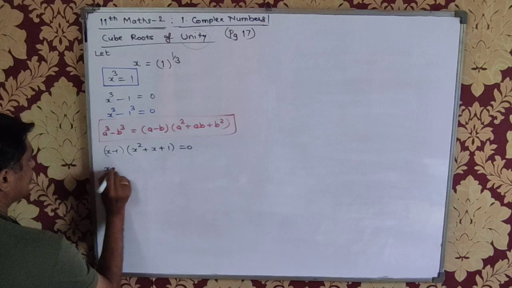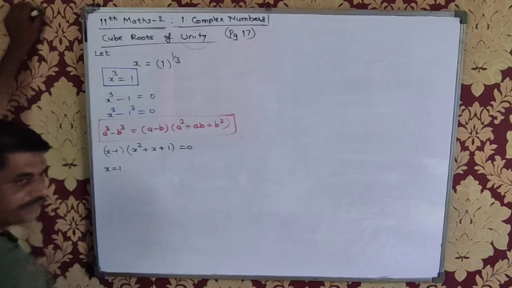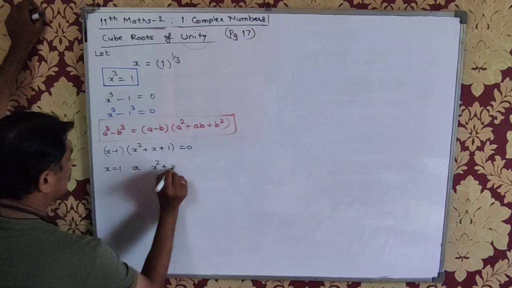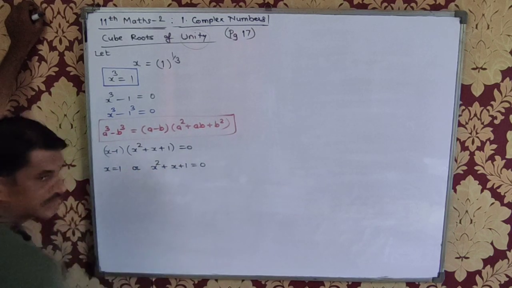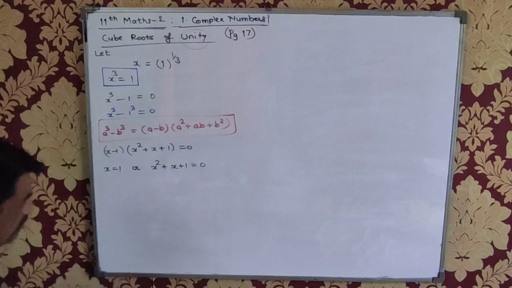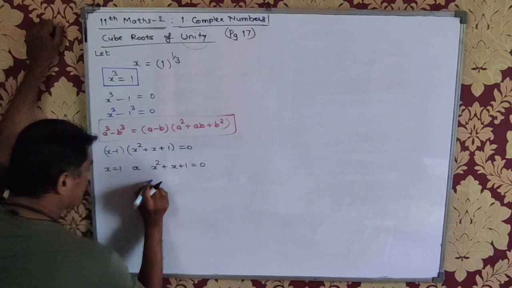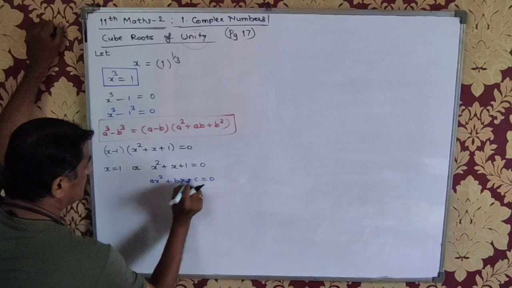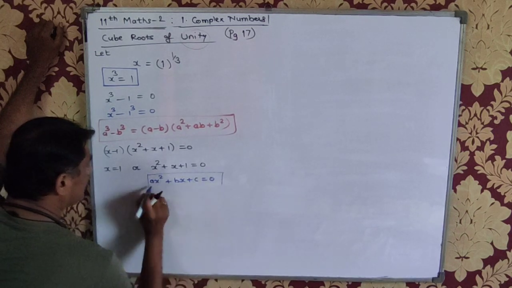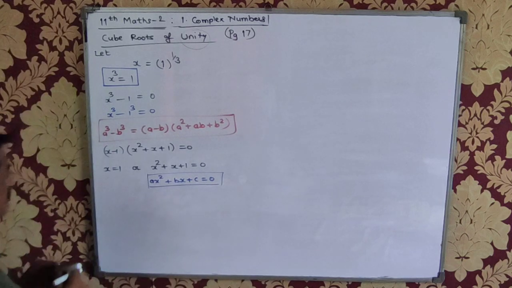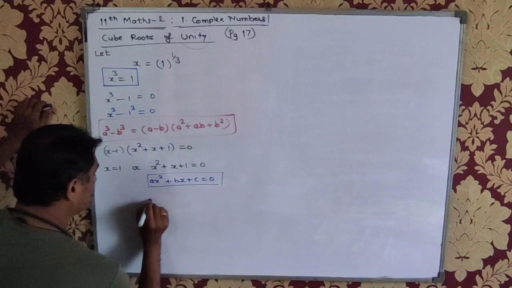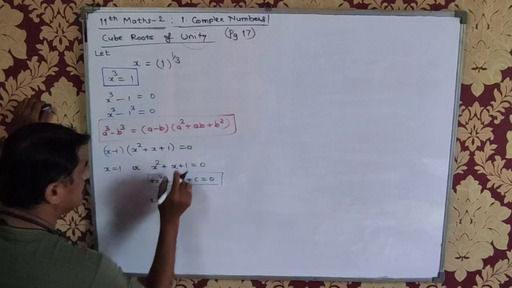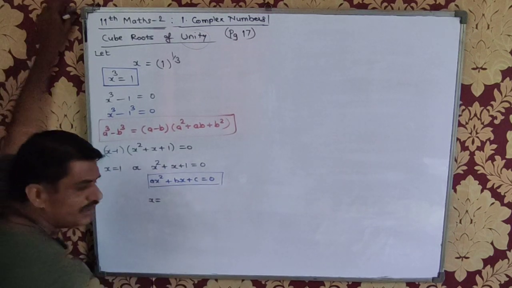So the first answer will be x is equal to 1. And x square plus x plus 1 is equal to 0. I'll go for the formula method. ax square plus bx plus c is equal to 0. So what is x equal to? Minus b. a is 1, b is 1, c is 1. Come on, answer. Minus b, so minus 1.